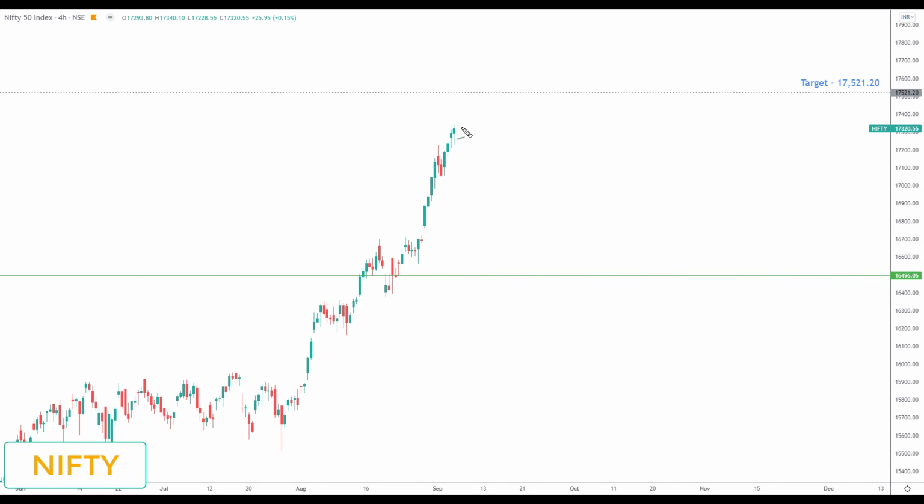Any pullback, and I would like to see a pullback first, but any pullback in this market is viewed as an opportunity to once again look for bullish setups up towards the next key target to the upside at the 17521.20.